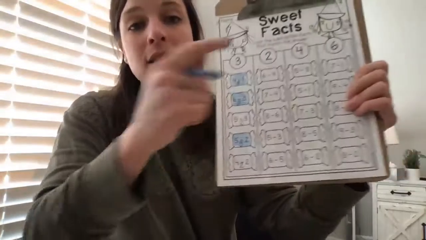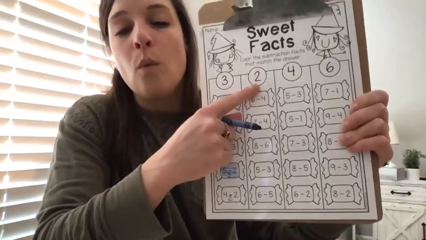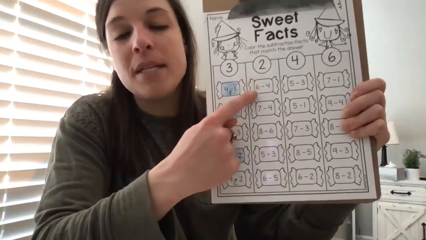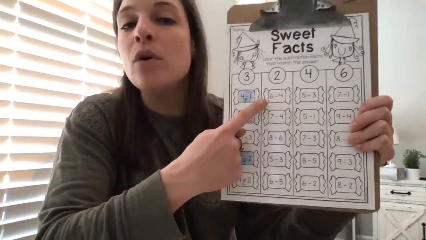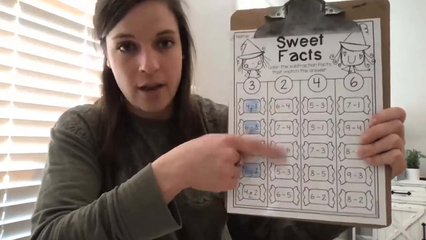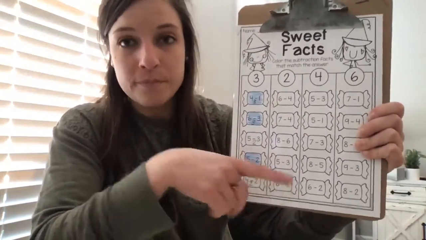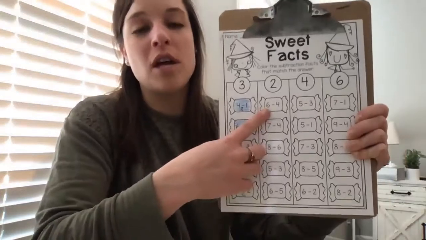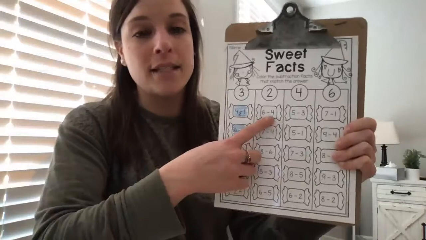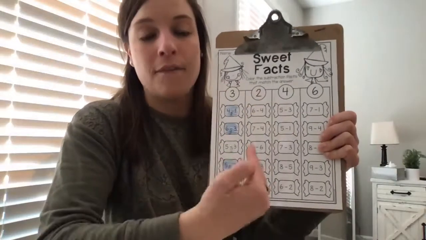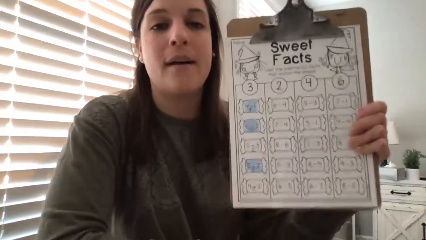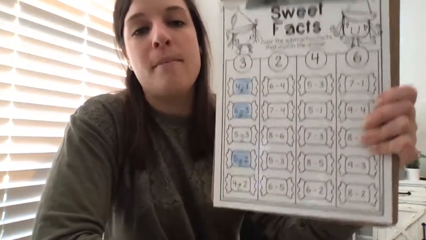But in the next column, what candies will you color? You'll color the pieces of candy that equal 2. If your answer is not 2, you don't color it in this column, okay? So look at each subtraction sentence, make it with your fingers, take that next number away. If your answer is 2, you're going to color it. If it's not, you don't color it, okay? So make sure to do that.